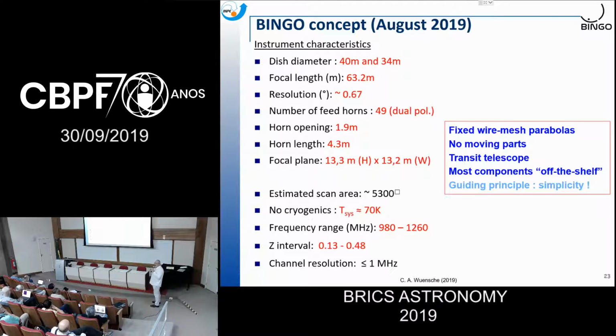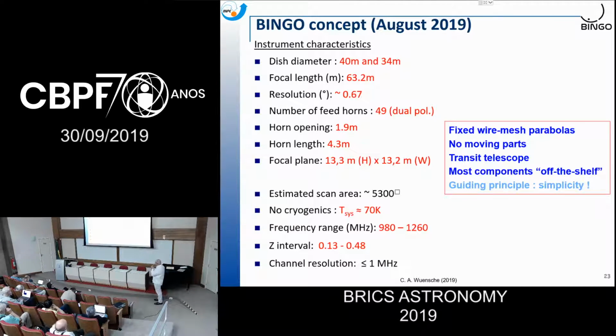What do we offer as a counterpart? We offer a simple design, so we don't move the telescope. It's a transit telescope. It's a single dish that looks at the same area of the sky. We don't have pointing capabilities. And we have most of the components off the shelf or developed for us in the Brazilian industry, so it's good. And the guiding principle is simplicity because we want to have it built as soon as possible.